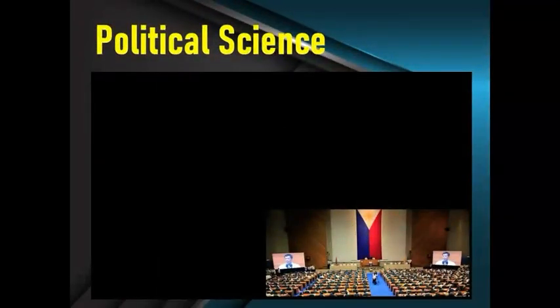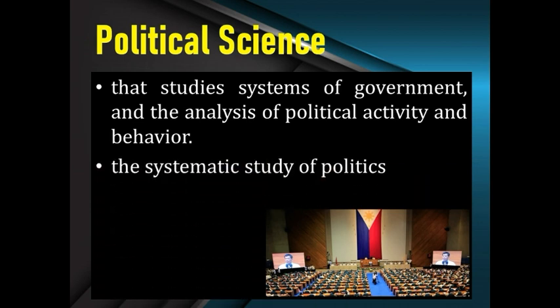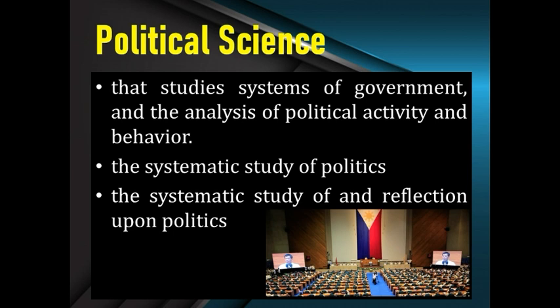Sixth, political science. Political science is a social science discipline that studies systems of government and the analysis of political activity and behavior. It is the systematic study of politics. By the application of empirical and generally scientific methods of analysis, political science systematically studies governance. It is the systematic study of and reflection upon politics.